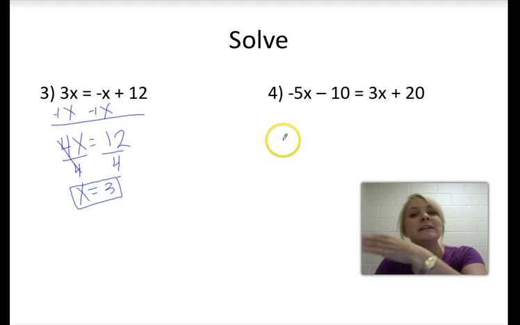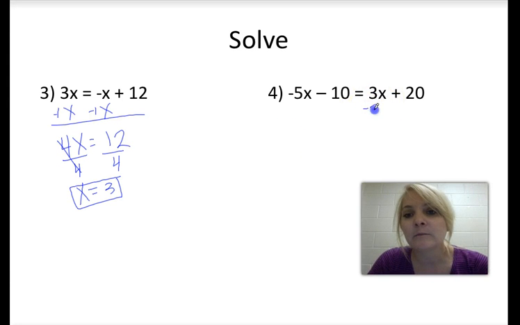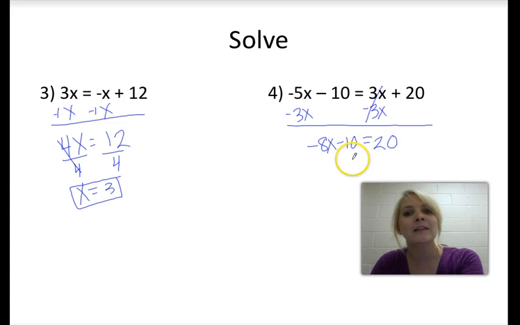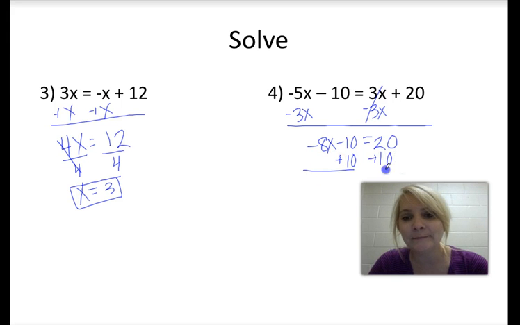Now this one, I do want to get all my like terms together on both sides. So I'm first going to subtract 3x from both sides. And once again, I'm subtracting 3x. Since this is understood to be positive 3x, my inverse operation, when I have a positive value, is subtracting. So 3x minus 3x cancels out. Negative 5x minus 3x is negative 8x minus 10 equals 20. Once again, I'm going to get all my like terms together, so all my constant terms that are just numbers. So since I'm subtracting 10, I'll add 10 to both sides.